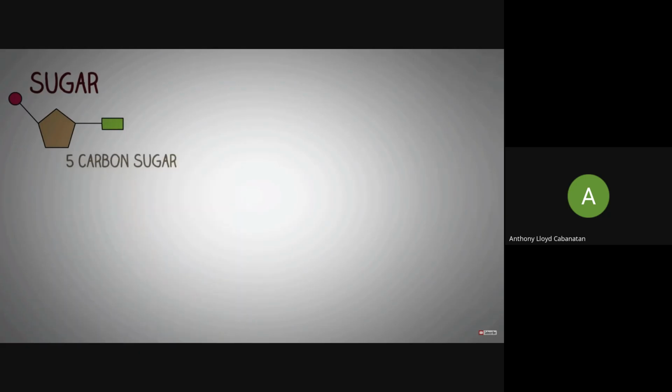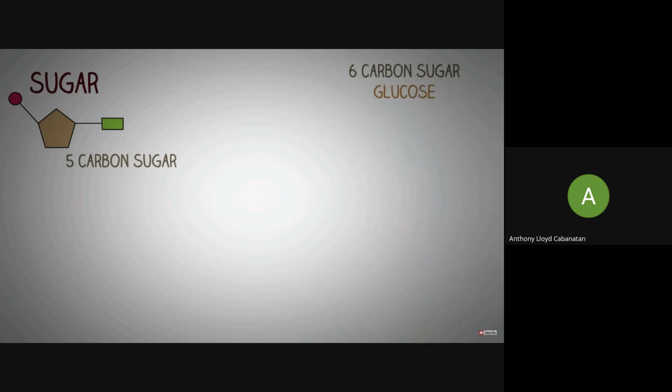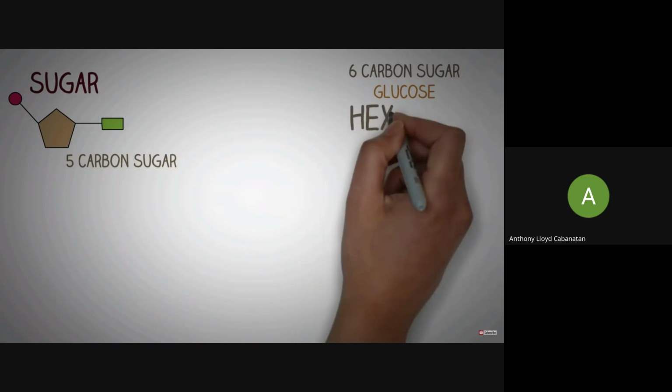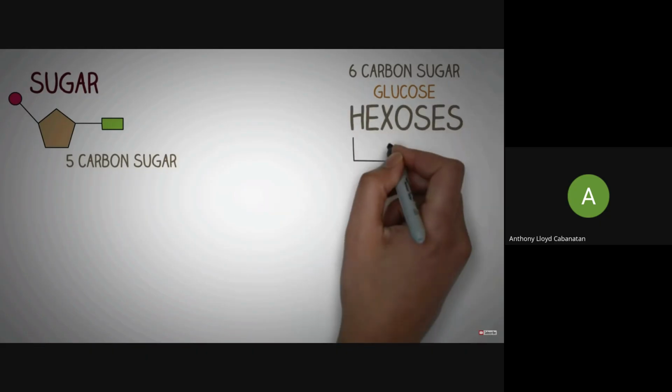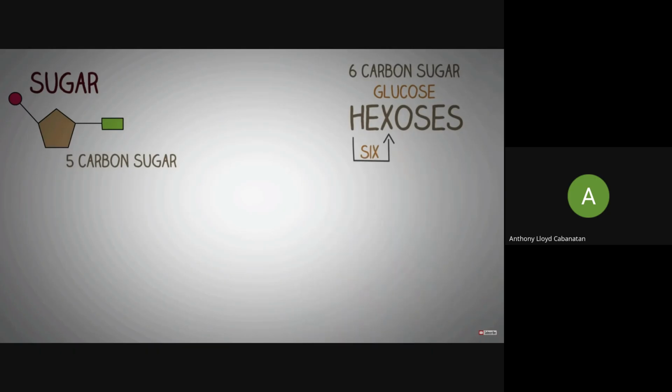The sugar present inside the nucleic acids are 5 carbon sugars. Now most of you know the 6 carbon sugar present inside the body, and most important of them is the glucose. Now in chemical nomenclature, all the 6 carbon sugars are called as hexoses. The word hex meaning 6.